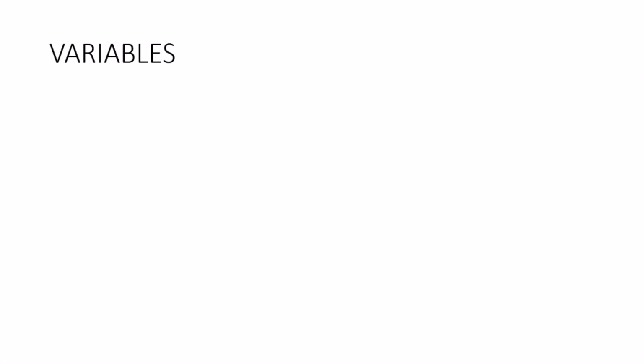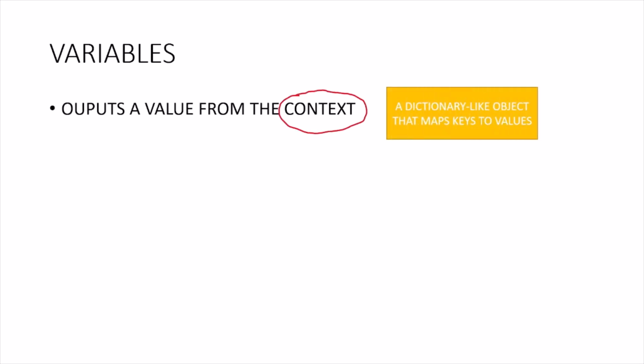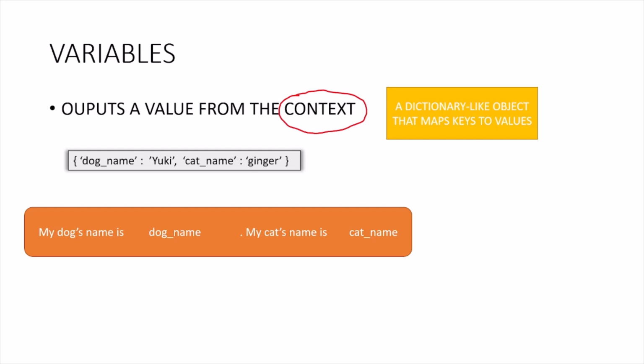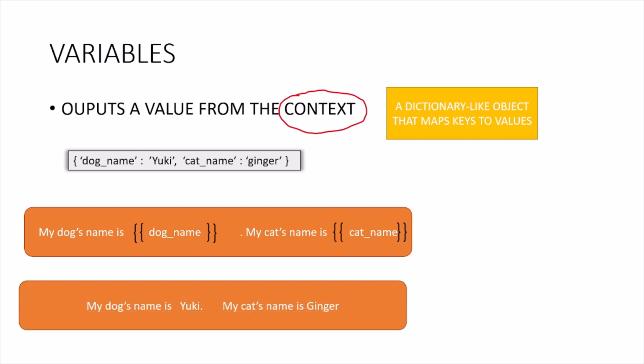Now, talking about variables a little more in detail, variables output a value from the context. As we know, the context is a dictionary-like object that maps keys to values. So if I have a context like this and I have a template like that, dog name and cat name need to be enclosed within double braces, right, representing interpolation. So what will happen when this template is rendered? Dog name will be replaced with Yuki and cat name will be replaced with Ginger. So I hope variables are clear.